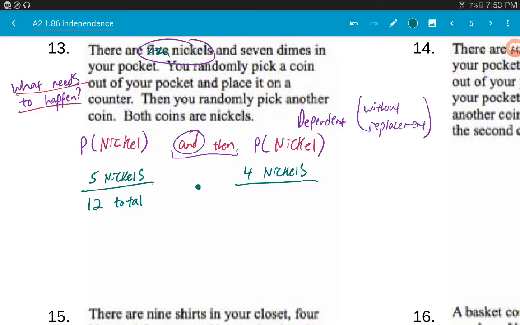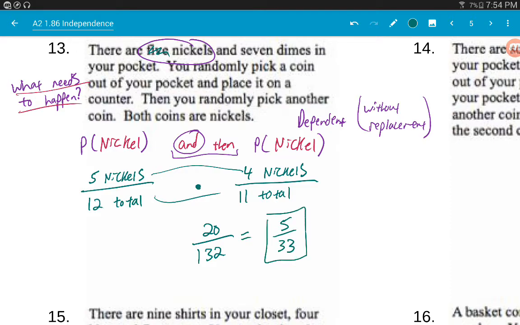And how many total coins do I have left in my pocket now? I've already taken 1 coin out from the first, so I have 11 left. Multiply across the top, multiply across the bottom, and then you can simplify. 5 times 4 is 20 over 132, which I can actually simplify to 5 over 33 by dividing them both by 4. And that is the probability of getting both coins nickels.